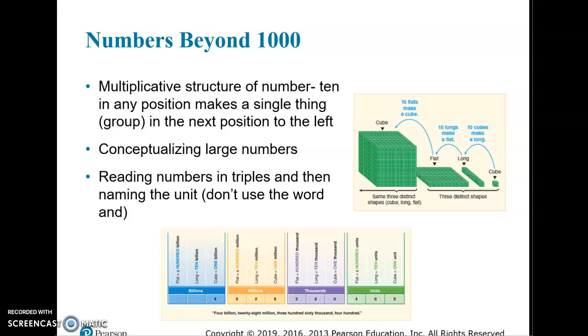Two important ideas developed for three-digit numbers must be extended to larger numbers as students move to thinking about 1 million by fourth grade. First, the multiplicative structure of the number system should be generalized. Tens in any position make a single thing called a group in the next position to the left, and vice versa. Second, the oral and written patterns of numbers in three digits are duplicated in a clever way for every three digits to the left. These two related ideas are not as easy for students to understand as adults think they are.